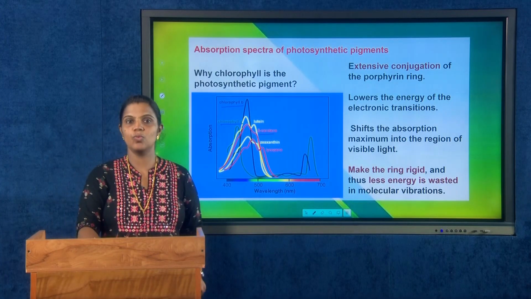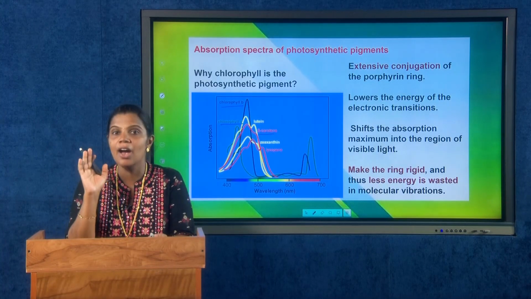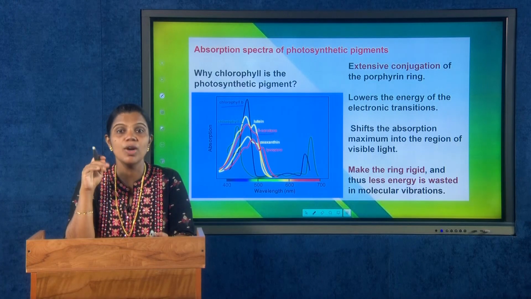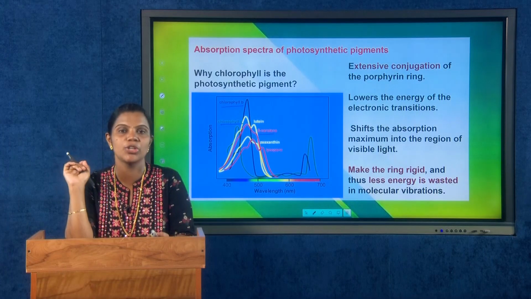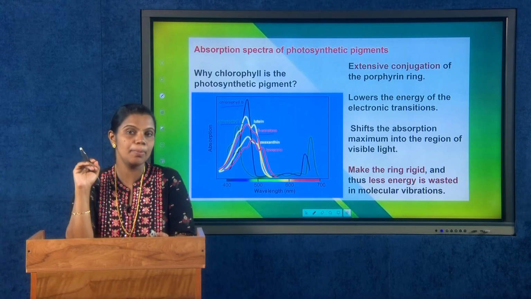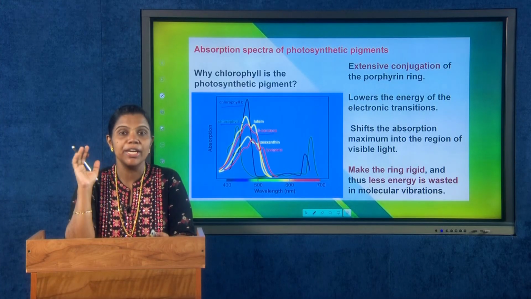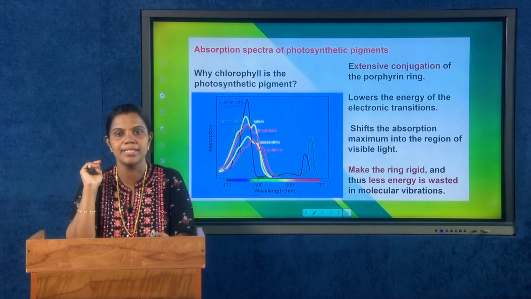Now let's see what is the importance of these pigments. These pigments have extensive conjugation of the porphyrin ring. So what is the purpose of this extensive conjugation? It lowers the energy of the electronic transition and they are capable of absorbing in the visible region of the solar spectrum. So it will shift the absorption maximum into the region of the visible light.